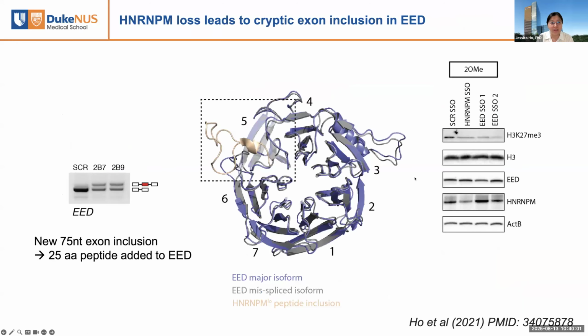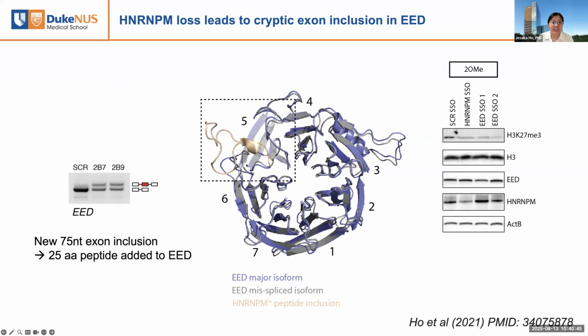And when we look deeper, of these target genes, we've decided to focus particularly on EED protein. So EED is a member of the polycomb repressive complex 2 that deposits lysine 27 trimethylation on histone H3. So what we found was that if we knock down HNRNPM, this resulted in a 75 nucleotide exon inclusion in the EED transcript. What this did was it added this 25 amino acid peptide in-frame into the EED protein. Now, 25 amino acids doesn't sound very long, but it turned out that these 25 amino acids had quite a big impact on the EED protein.